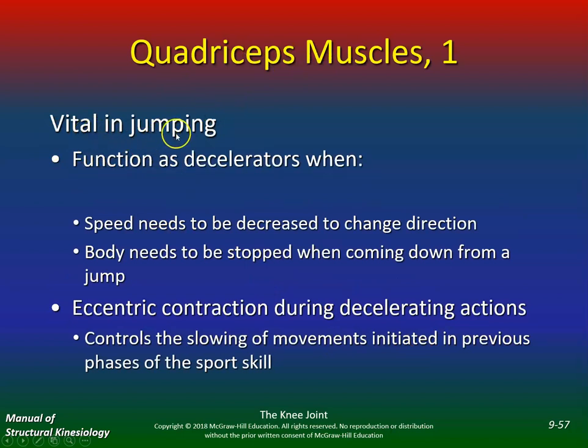Quadriceps are obviously vital in jumping. They function as decelerators, meaning slowing down when speed needs to be decreased to change direction. The body needs to be stopped when coming down from a jump. Eccentric contraction during decelerating actions controls the slowing of movements initiated previously. Remember, if you have weakness in your quads and you can't eccentrically control, that's when you run into problems and knee issues.